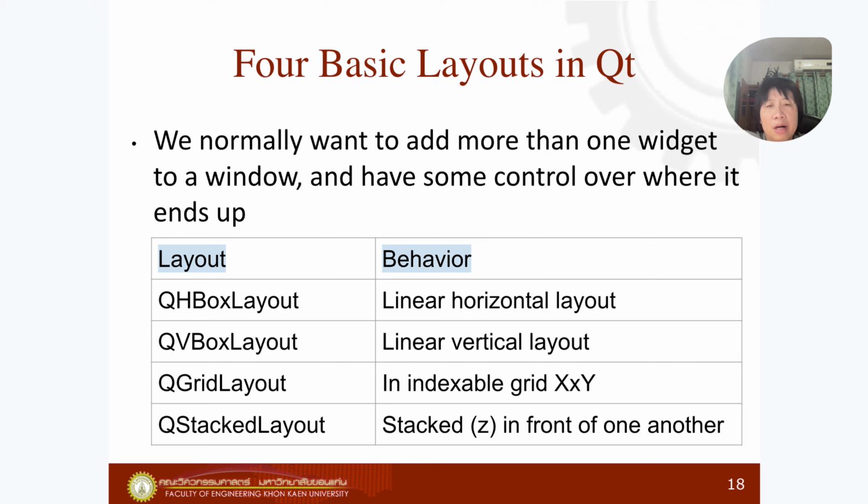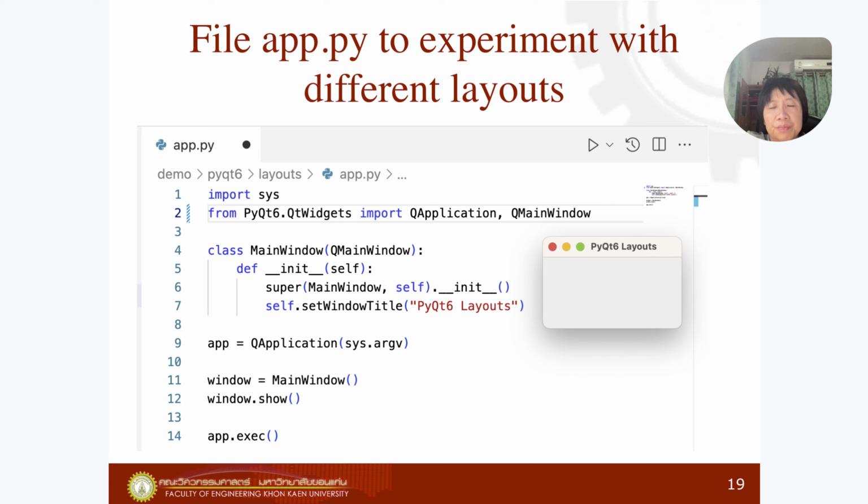So there are four basic layouts in Qt. We normally want to add more than one widget to a window and have some control over where it ends up. QHBoxLayout will place the widgets linearly in the horizontal direction. QVBoxLayout will place the components in the vertical direction. QGridLayout will put them in a grid, where x and y are indexable, and we can also have QStackedLayout, which stacks the widgets in front of one another.